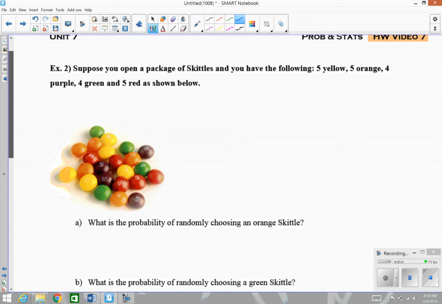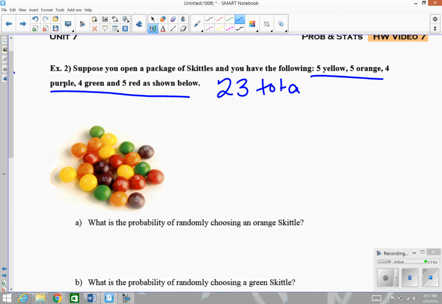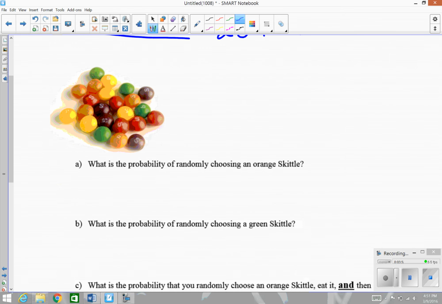On this page, it says, suppose you open a package of Skittles and you have the following: 5 yellow, 5 orange, 4 purple, 4 green, and 5 red as shown below. A lot of you have started picking up on the fact that before you even start solving, you should find your total, because we need that for probability. So when you added these up, hopefully you got 23 total Skittles. And then we want to know, what is the probability of randomly choosing an orange? Well, there were 5 orange out of 23 total.